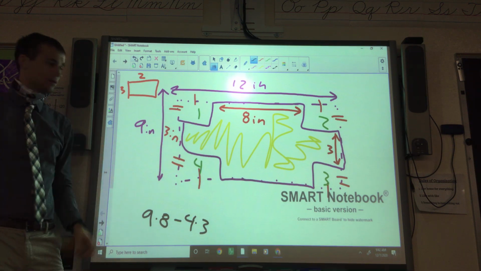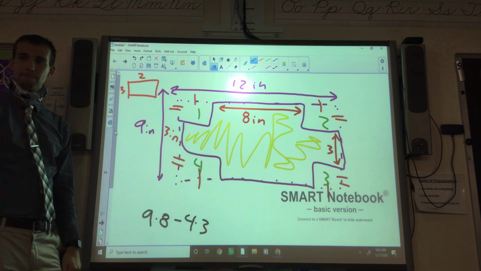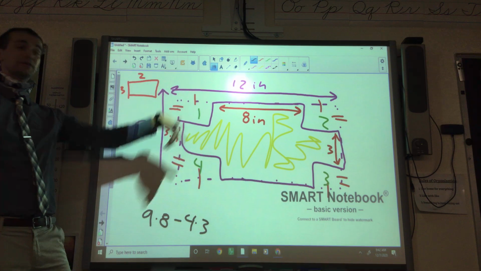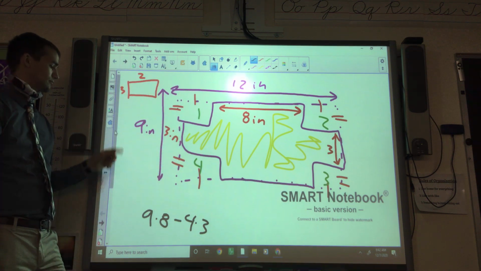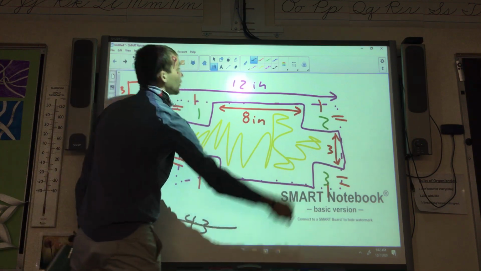What do you think? Well, all you would really have to do is find the area of the whole thing and then subtract the total of the missing parts. Boom. So what's the area of the whole thing? How do we figure that out? 9 times 12. Yeah, 9 times 12. Oh yeah, nice. I forgot I gotta do that.